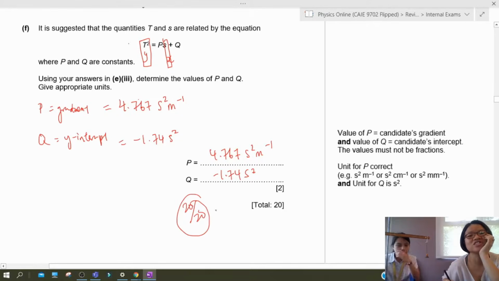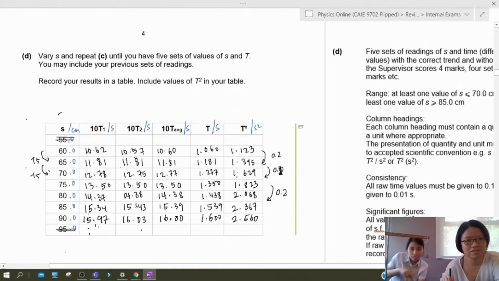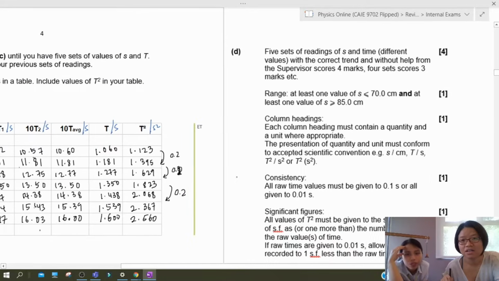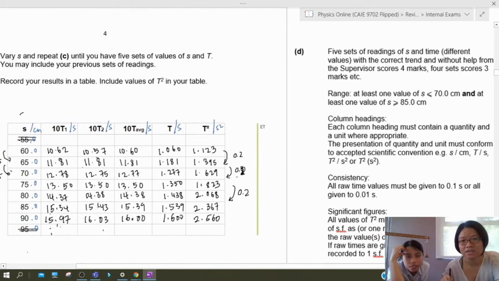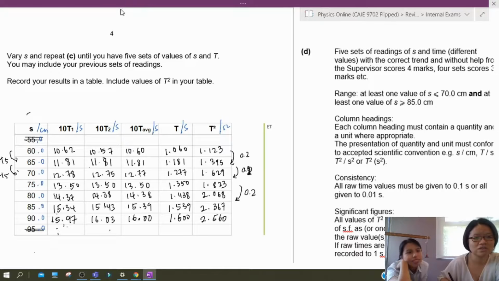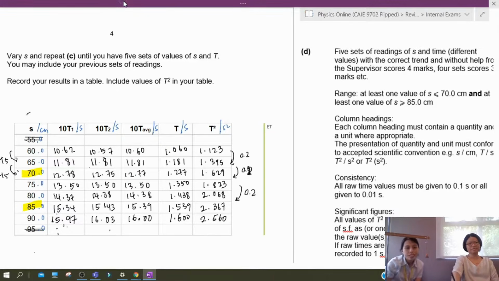Yes. Go and check the range. Oh, we forgot to check the range. Just now we tried to test the range, we forgot to see. On the right side, what's the range? At least, wow, very strict this one. Less than 70 and at least one value greater than or equal to 85. Oh, so the range needed is 70 to more than 85, I think. More, but can be equal, ma. Oh, yeah. So okay lah, we are safe. Our range is big enough.